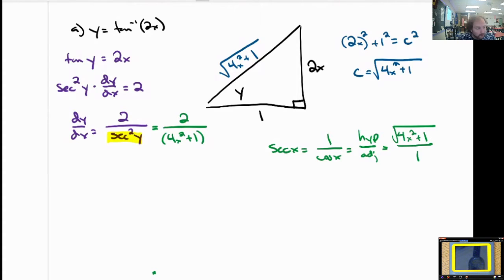2 over 4x squared plus 1. It's pretty cool that it works out that way. Shakes out really nice. I like this process because it forgoes you memorizing the inverse trig functions, and that's nice because you don't have to memorize anything. You certainly can memorize them, and nobody would be mad at you for that, but I think this is easier.